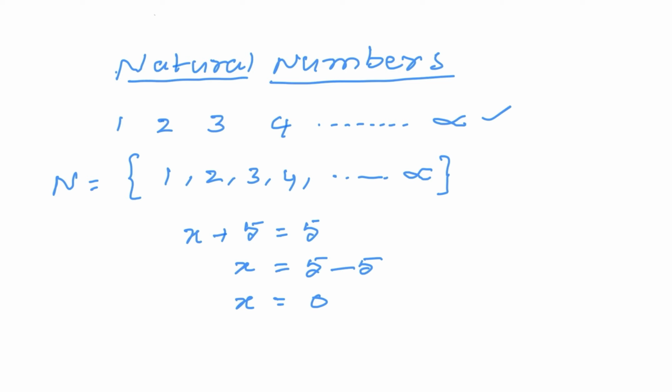This 0 we can't find in the set of natural numbers. That means we need another set of numbers in which 0 is present. That's why they defined another set of numbers including this 0, and they wrote it as 0, 1, 2, 3, 4, etc., up to infinity. They named these numbers whole numbers. What is the difference between these two?